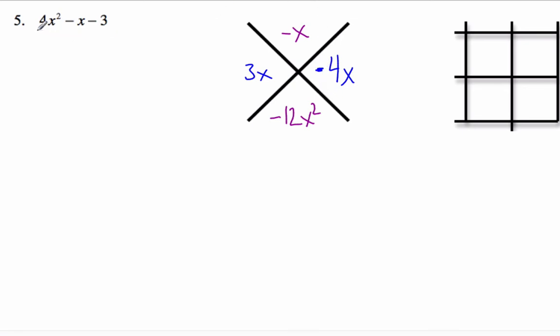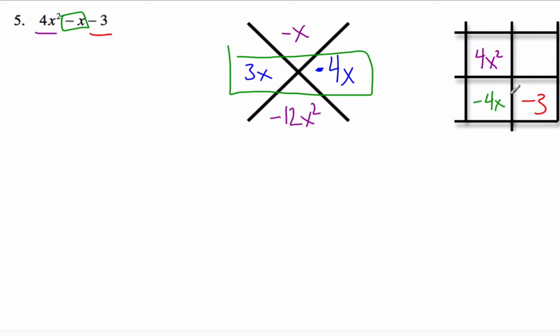Shifting over then to my box, this is a 4x squared. And I know that this one here, negative 3, goes in the bottom here. And then I know these two together fill up the space because it's the negative x. The negative x is comprised of those two. Doesn't matter which column I put them in.